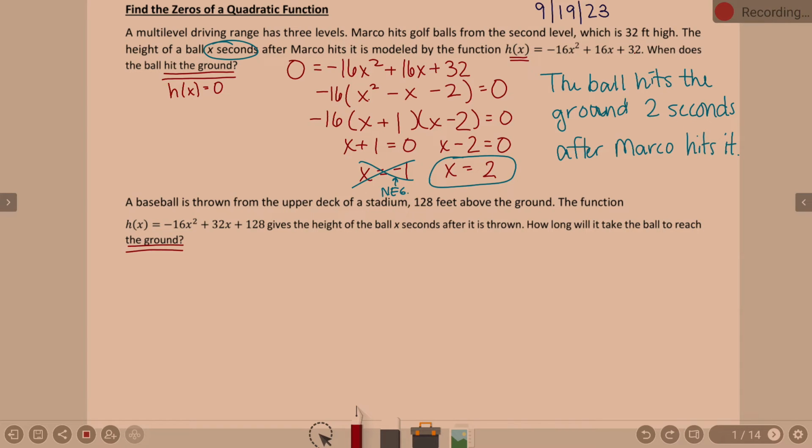So what do we need to consider? What do we know about the ground? It is 0. Okay, the ground is a height of 0. So we're looking for when the ball is at a height of 0. So, like last problem, replace h of x with 0, right? So we're going to have 0 equals -16x squared plus 32x plus 128.